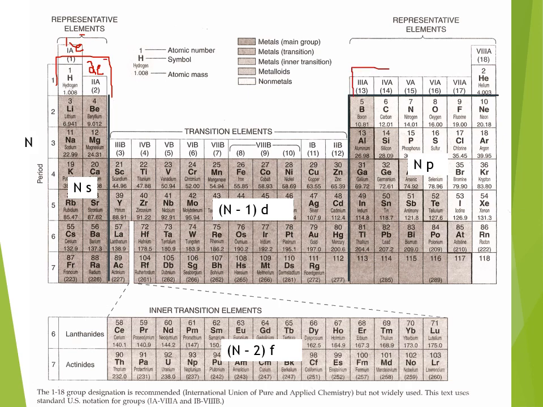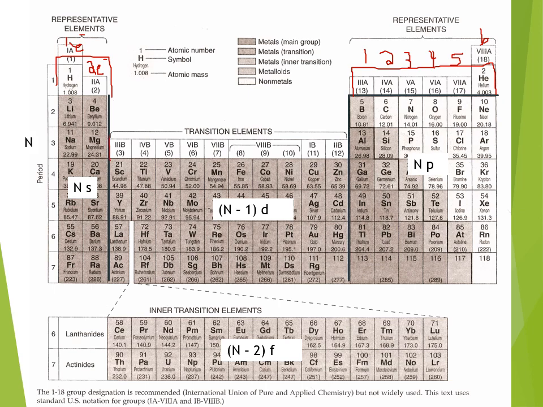Let's move over and look at the p orbitals. In the p orbitals, we said that they could hold 6 electrons. So let's count how many groups there are in the p section. 1, 2, 3, 4, 5, 6. So notice there are 6 groups in the p section, and that's not a coincidence. The p orbitals can hold 6 electrons. So if we know how many electrons are in the p orbital, we know which specific group we need to be looking in.